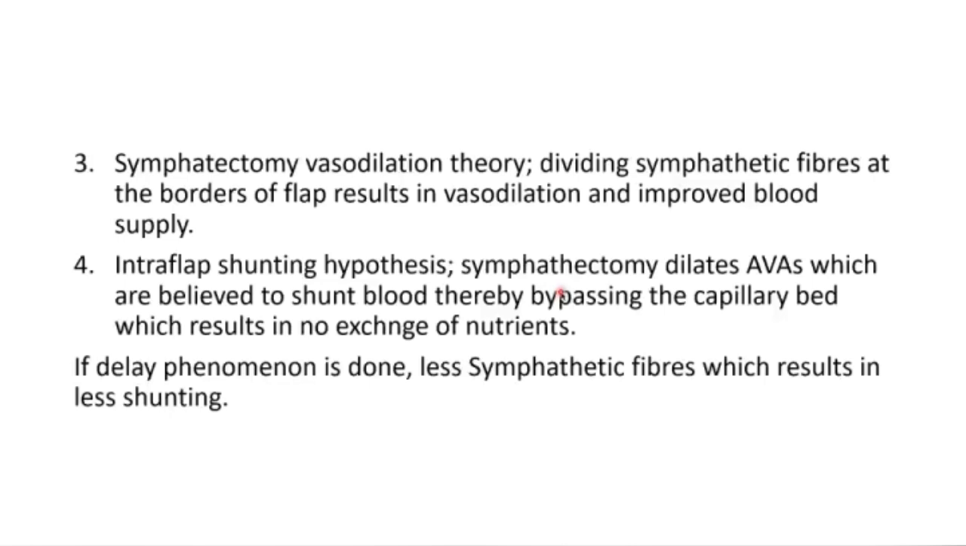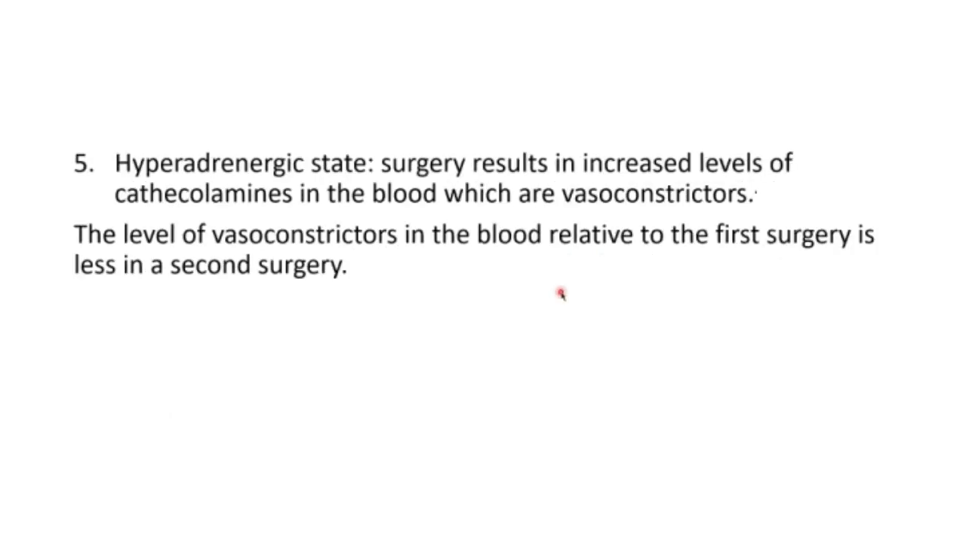Sympathectomy vasodilatation theory says that dividing the sympathetic fibers at the borders of the flap will result in vasodilation and improved blood supply. We also have the intra-flap shunting hypothesis, where sympathectomy dilates arteriovenous anastomoses, which are believed to shunt blood, thereby bypassing the capillary bed, which results in no exchange of nutrients. If the delay phenomenon is done, there are fewer sympathetic fibers available in the second surgery, which results in less shunting of blood. And we also have hyperadrenergic states.